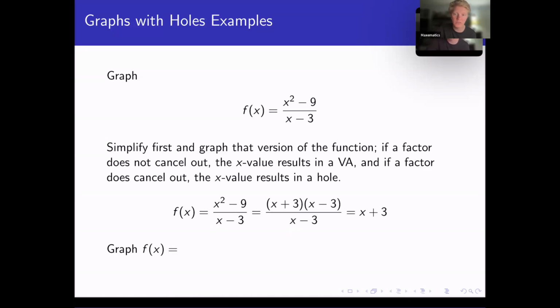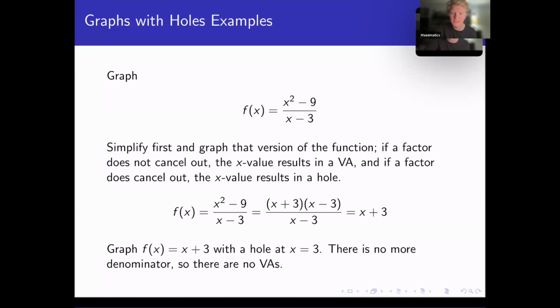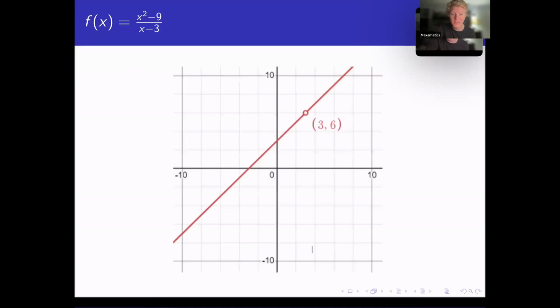Okay, so what we're going to do is graph the simplified version. This is the simplified version, but we're going to draw a hole where this factor canceled out. So this corresponding x value is x equals 3. And since there's no more denominator, it's actually pretty nice. So there's no more vertical asymptotes. So in total, we're just going to graph x plus 3 and put a hole at x equals 3. And that's the extent of drawing some rational functions, right? We're still very slow, but nonetheless, this is how this works.